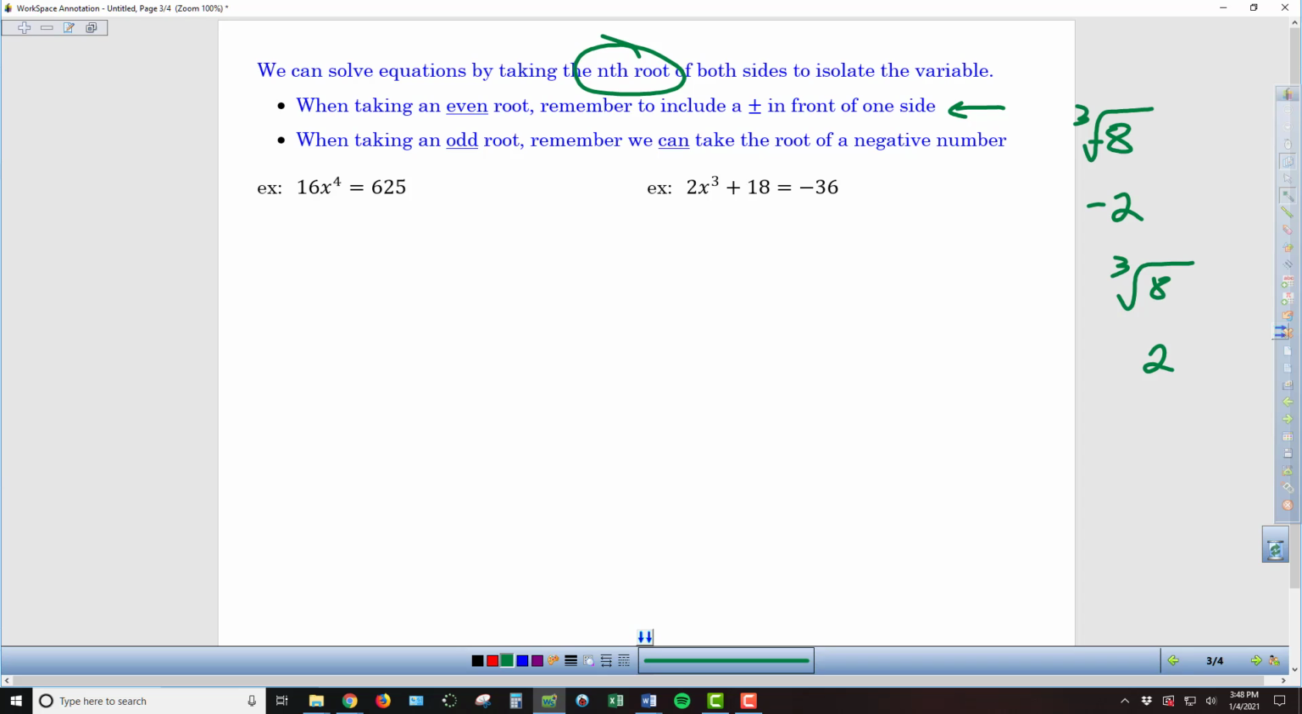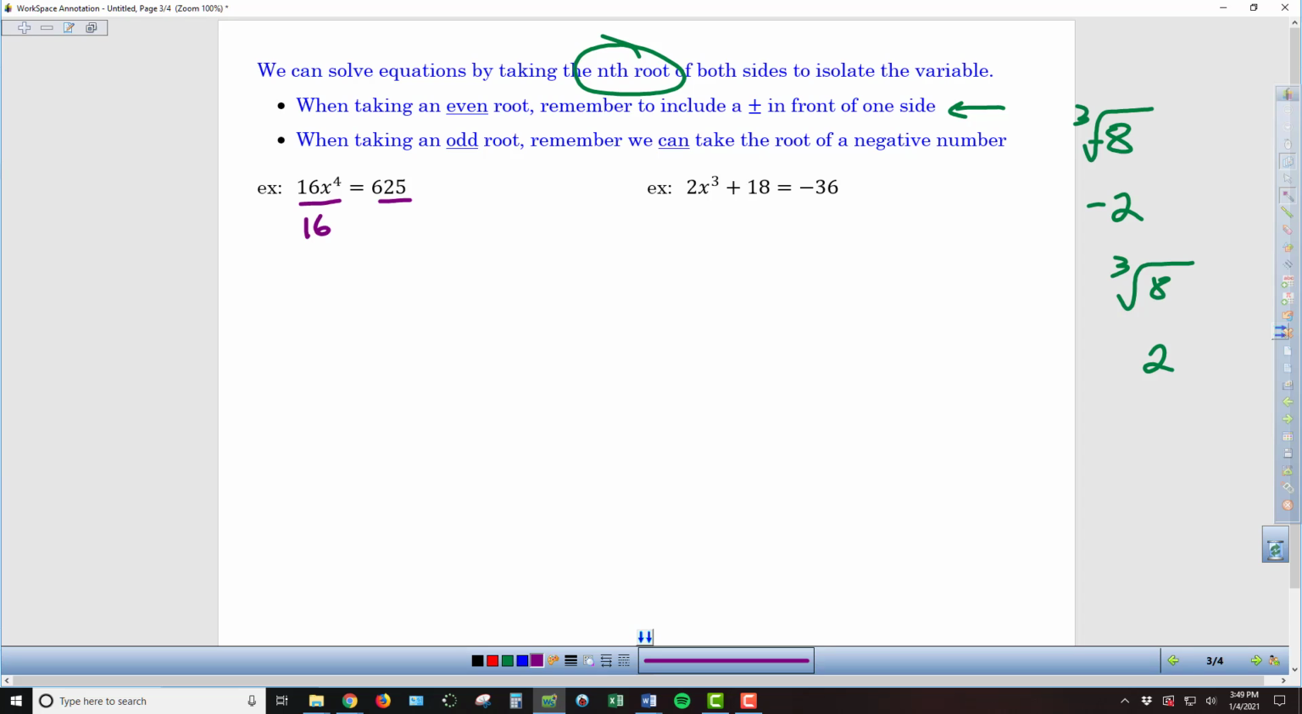So for that reason, we can take the cube root or fifth root or seventh root, an odd root, of a negative number, and we do not include a plus or minus on those, just in front of the even root problems. So taking a look at this first one here, I'm going to start off by isolating that x to the fourth.